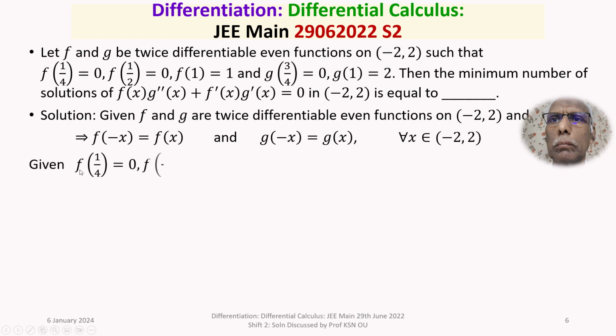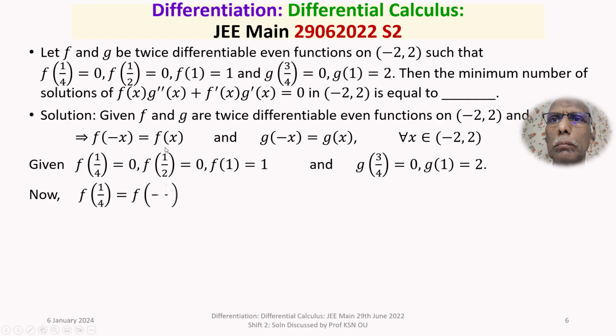Right. Given f of 1/4 is equal to 0, that means 1/4 is a root of f of x. And f of 1/2 is 0, so 1/2 is a root of f of x. f of 1 is equal to 1, so 1 is not a root of f of x. g of 3/4 is equal to 0 means 3/4 is a root of g of x. g of 1 is equal to 2, so 1 is not a root of g of x.